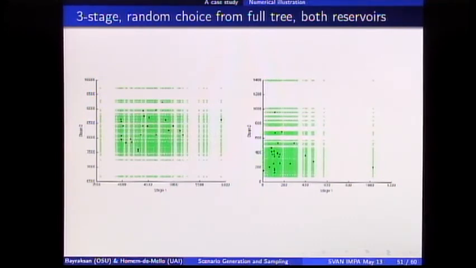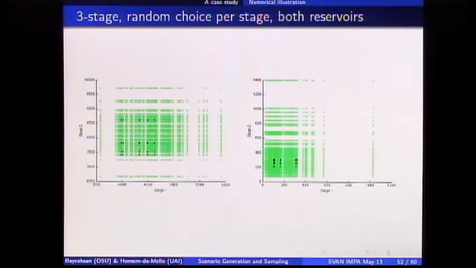So the random selection from the full tree is like looking at this full 75 by 75 grid and choosing 25 points, because you just want 5 points per stage. If I choose 25 points out of this 75 by 75, we end up with something like this for reservoir 1 and this for reservoir 2. You can see that with random sampling there are entire areas that are not covered. Random sampling is poor, it leaves a lot of holes.